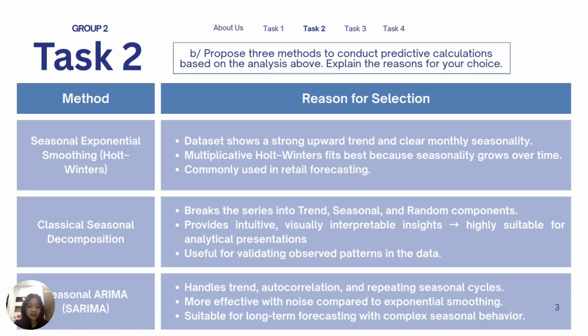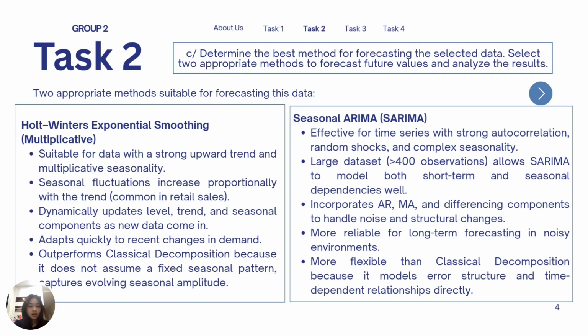Based on the trend and the seasonality, we believe that seasonal exponential smoothing, classical seasonal decomposition, and seasonal ARIMA are three methods that are suitable for this data. But we think that Holt-Winters exponential smoothing and seasonal ARIMA are better than classical decomposition. Why? Holt-Winters outperforms classical decomposition because it does not assume a fixed seasonal pattern, and seasonal ARIMA is more flexible than classical decomposition.